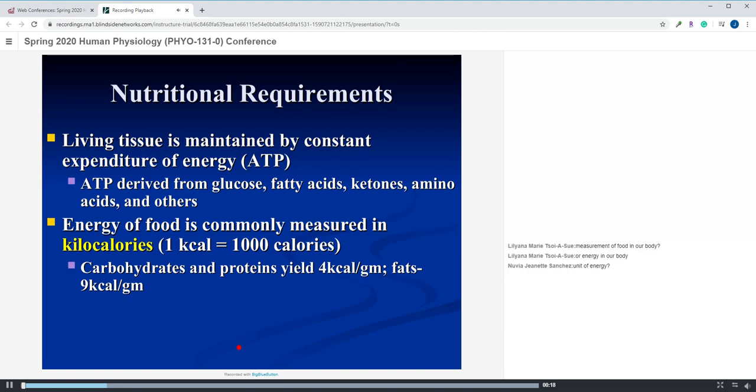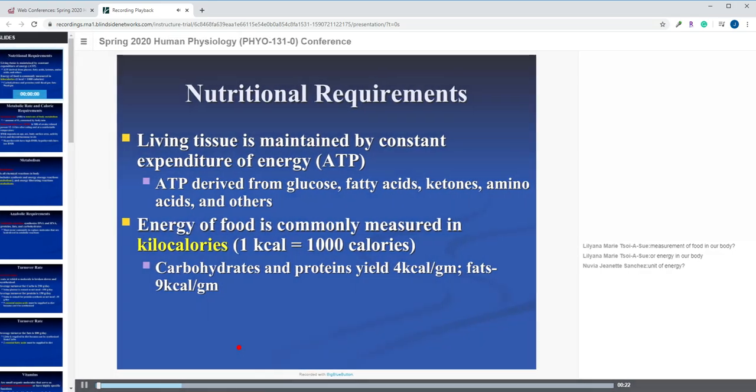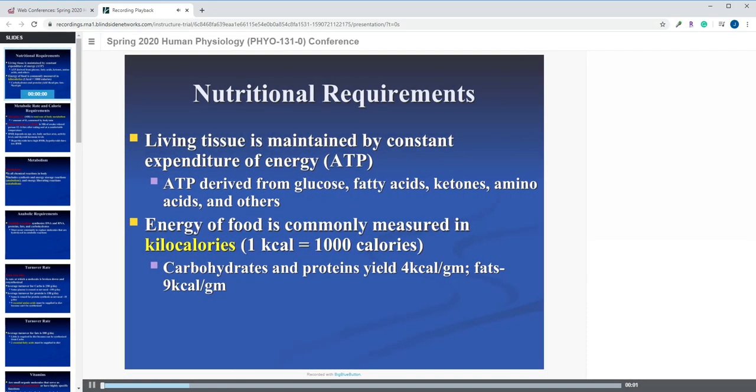Unit of energy, that's right. It's a unit of energy. So, definition of a calorie. Yeah, it's the measurement of food in our body, but how do you define a calorie?